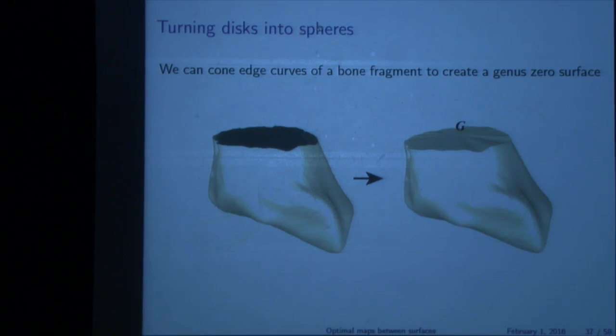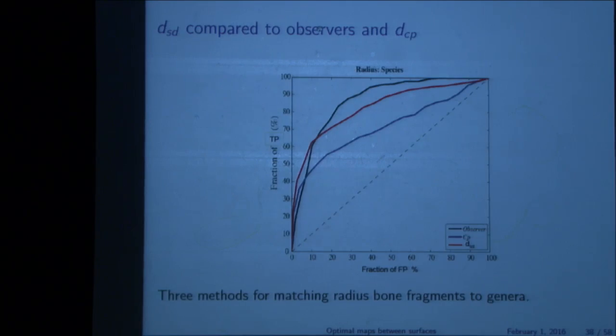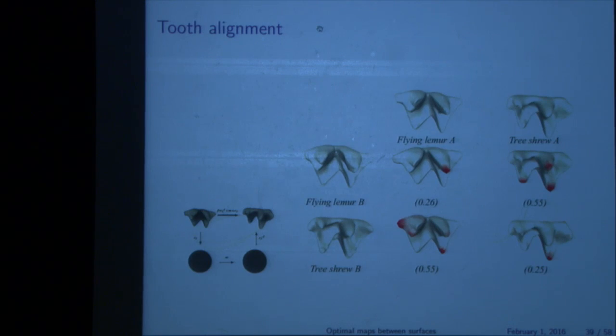The other methods actually used methods that were tailored to a disk. So we were at a handicap for this method because we didn't use the fact that it was a disk at all, and they did. But nonetheless, we were able to do better than the continuous Procrustes distance on this ROC test. And compared to the observer, we do better for small distances, not as well for large distances.